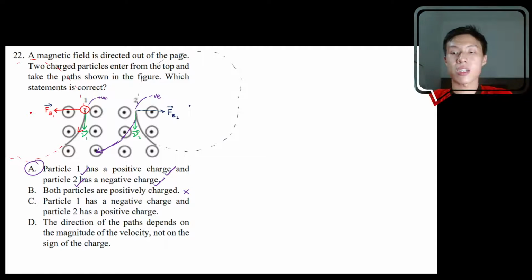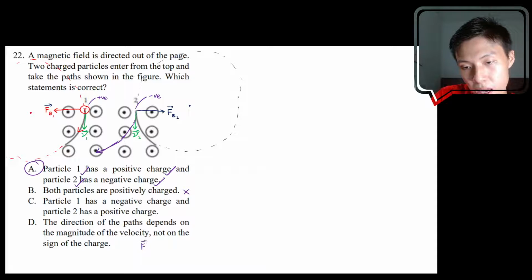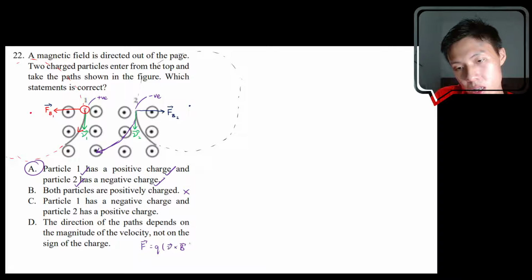You curve in the opposite direction, and D is incorrect because we know that F equals qvB. So the direction depends on your right hand palm rule over here.